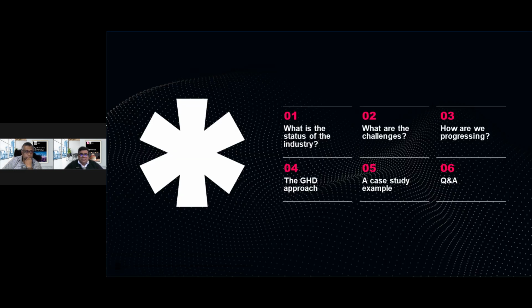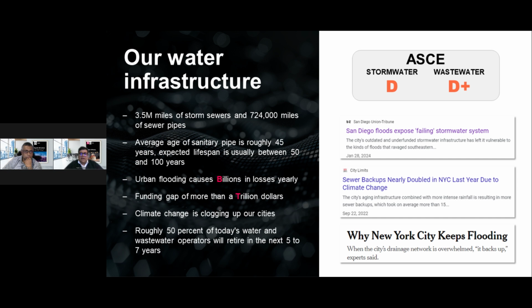Now, I know many of you already know this. We have one of the longest linear assets on the planet when it comes to wastewater infrastructure. For example, the total length of our storm sewers is about 15 times the distance to the moon, while the length of our sewer pipes equals 3 times the distance to the moon.